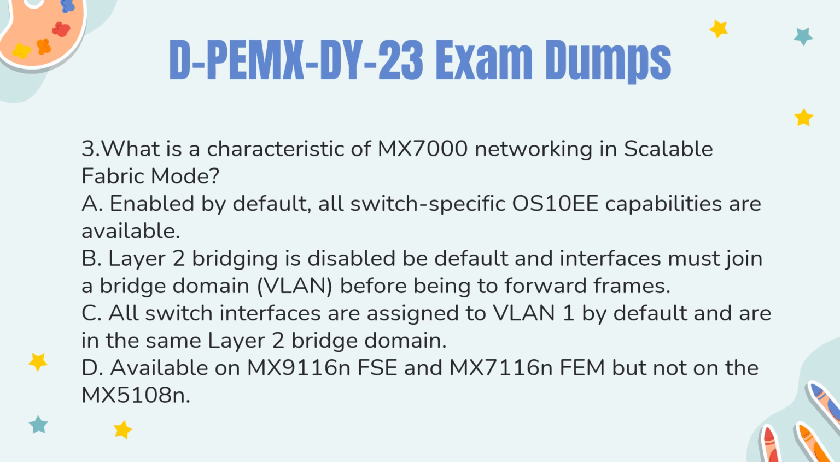3. What is a characteristic of MX7000 networking in scalable fabric mode? A. Enabled by default. All switch-specific OS10EE capabilities are available. B. Layer 2 bridging is disabled by default and interfaces must join a bridge domain VLAN before being able to forward frames. C. All switch interfaces are assigned to VLAN1 by default and are in the same Layer 2 bridge domain. D. Available on MX9116 NFSE and MX7116 NFEM but not on the MX5108N.